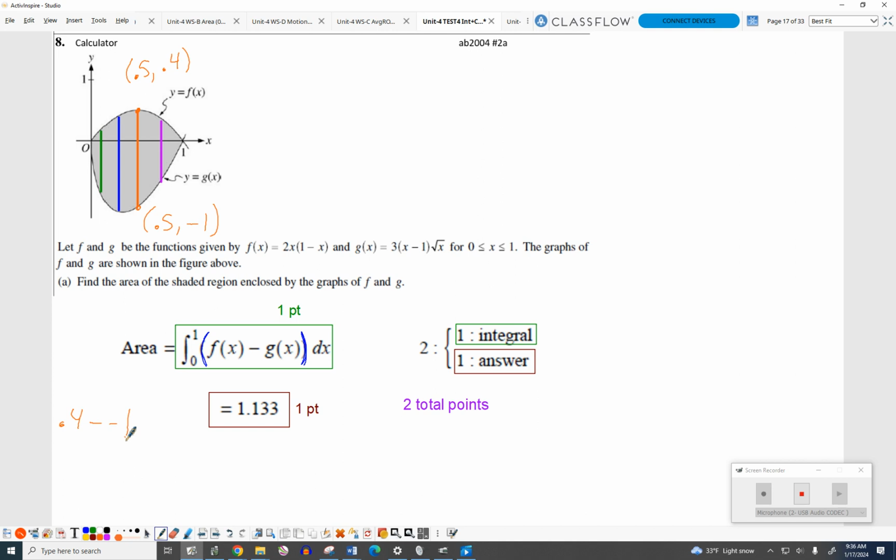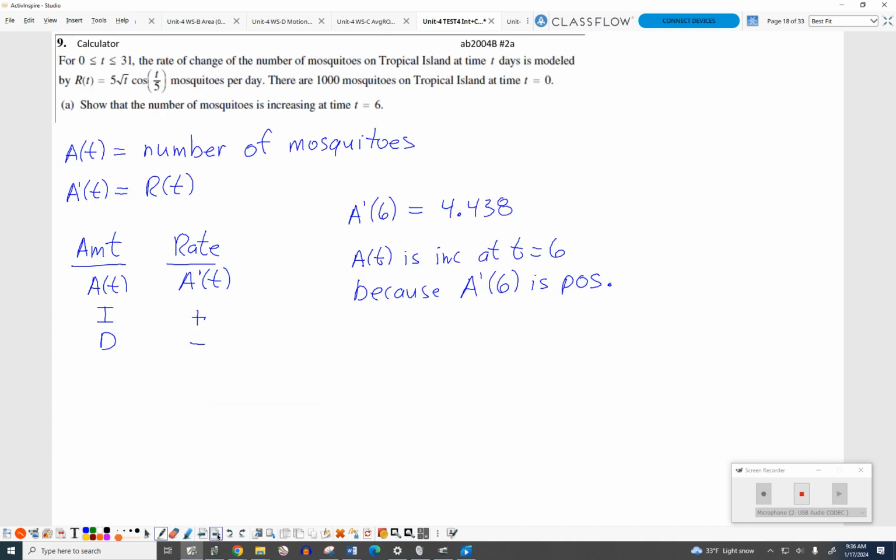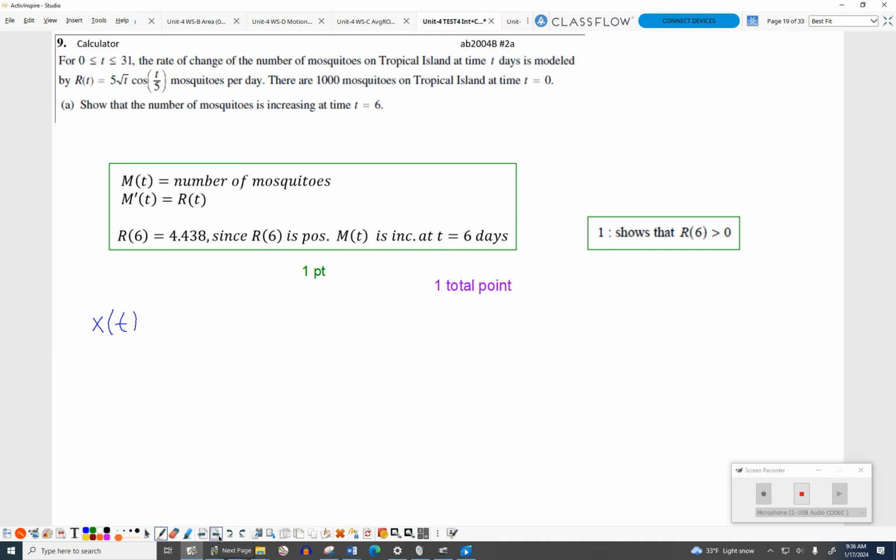Anybody else? Okay, number 9. One point is all. You either have the green or you don't. So if you don't have the explanation as shown in the green, you will not get the point. Any questions on 9? A couple of people still taking notes. We'll wait just another few moments.